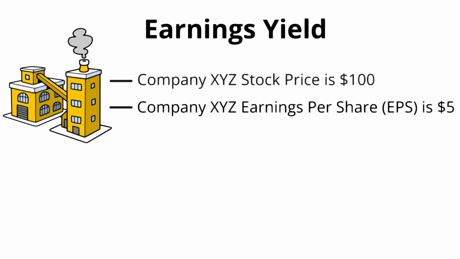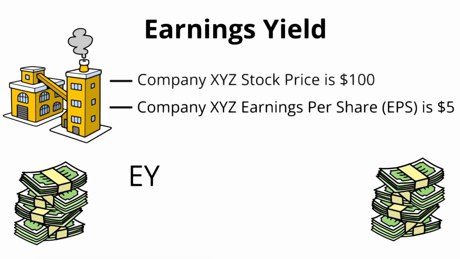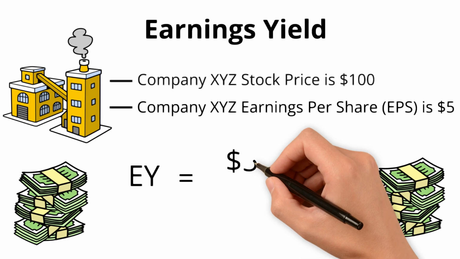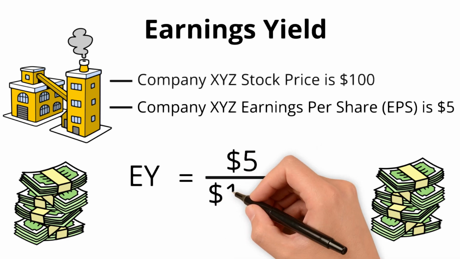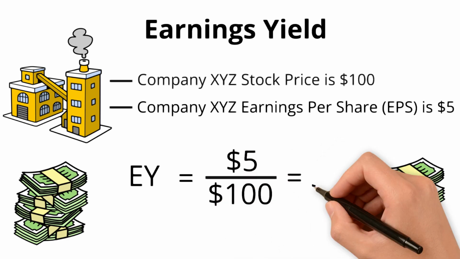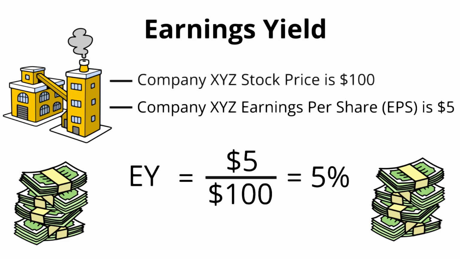Earnings yield flips the PE ratio on its head. It shows how much earnings you're getting for every $1 invested. Using the same example, if the stock's EPS is $5 and the price is $100, we divide $5 by $100 to get an earnings yield of 5%.